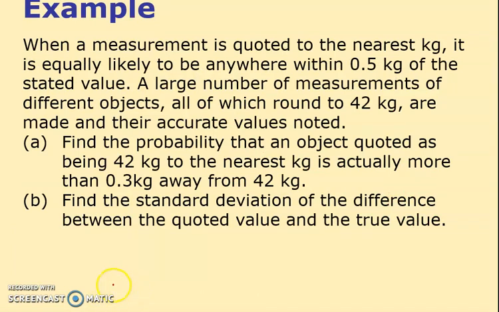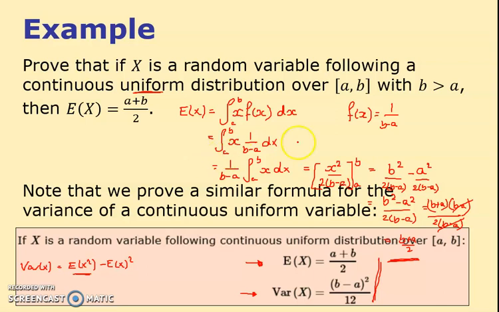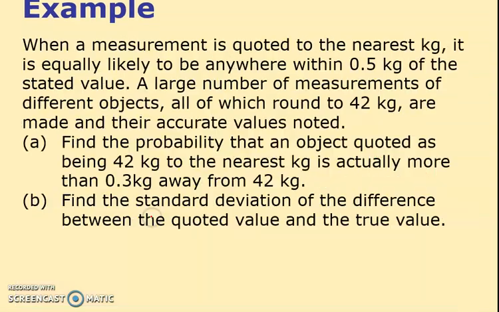When a measurement is quoted to the nearest kilogram, it is equally likely to be anywhere within 0.5 kilograms of a stated value. Okay, let's go back to that. I don't know why it's gone back. So we can be within 0.5 of a stated value, and it says the measurement can be rounded to 42. And obviously you can go a bit lower than it and a little bit higher than it according to this 0.5 rule. So I think we're basically talking, we've got 42.